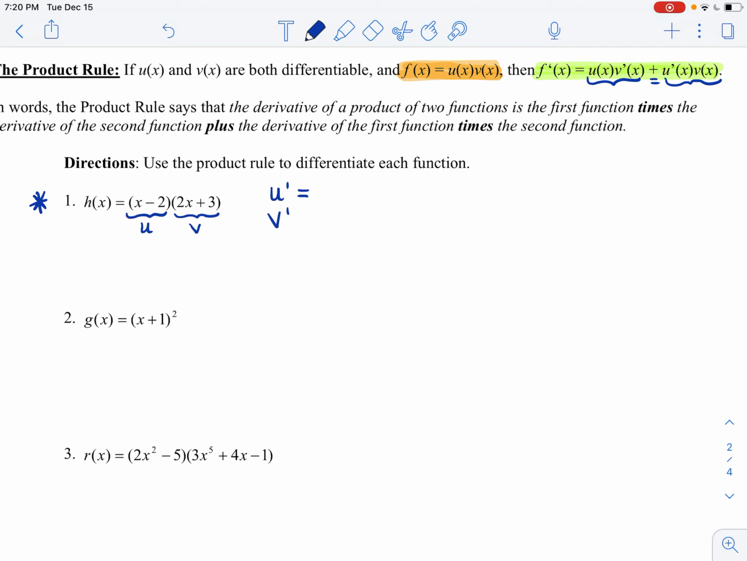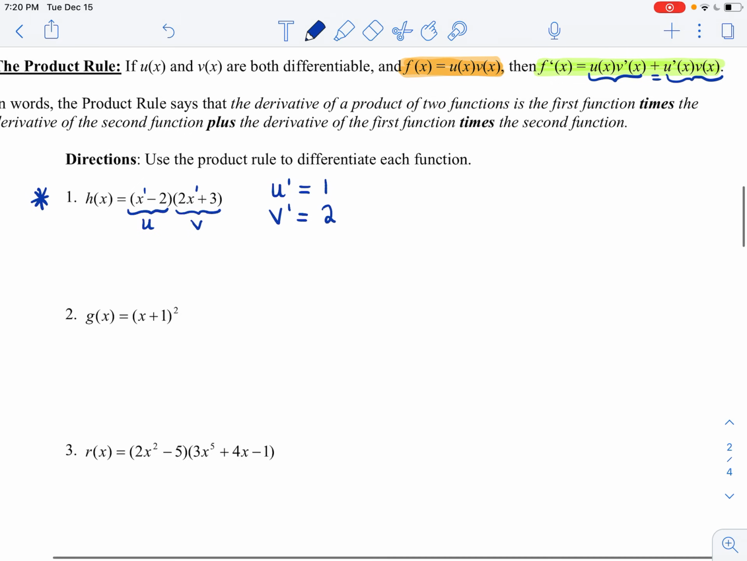If I just look at u as its own separate function, x minus 2, the derivative of that would just be 1. You'd bring the 1 down in front of the x. 1 minus 1 would be x to the 0, and the derivative of -2 is just 0. So the overall derivative of u would just be 1. The derivative of v would be 2. Bring the 1 down again in front of the 2. 1 minus 1 would give me 2 times x to the 0. Again, x to the 0 is just 1, and the derivative of the 3 would be 0. So here are the derivatives of my 2 functions.